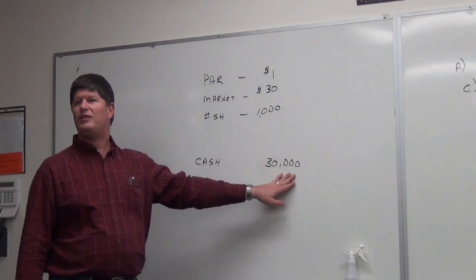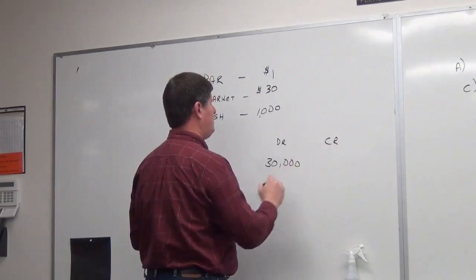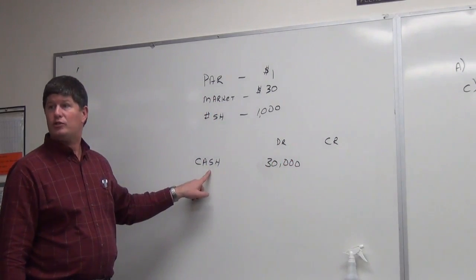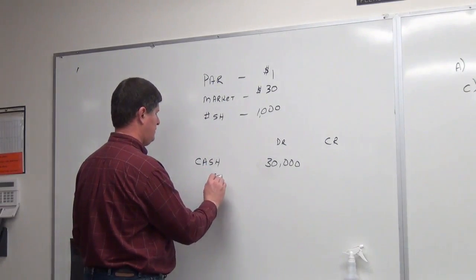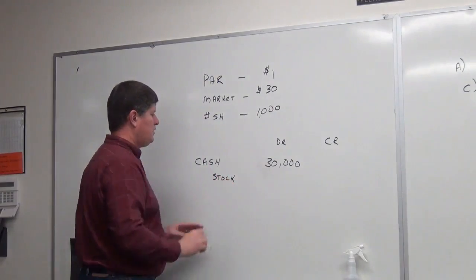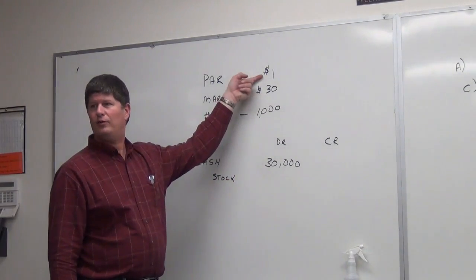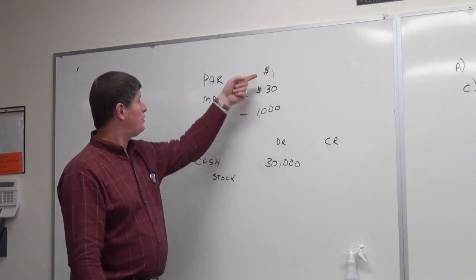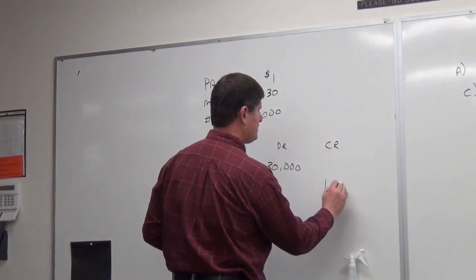Cash increases by $30,000. This will be my debit column. Credits are going to go over here. So we got cash. We gave up what? Common stock. Common stock is always recorded at par value. Always, always, always, and it never changes. So 1,000 times 1, my common stock is 1,000.